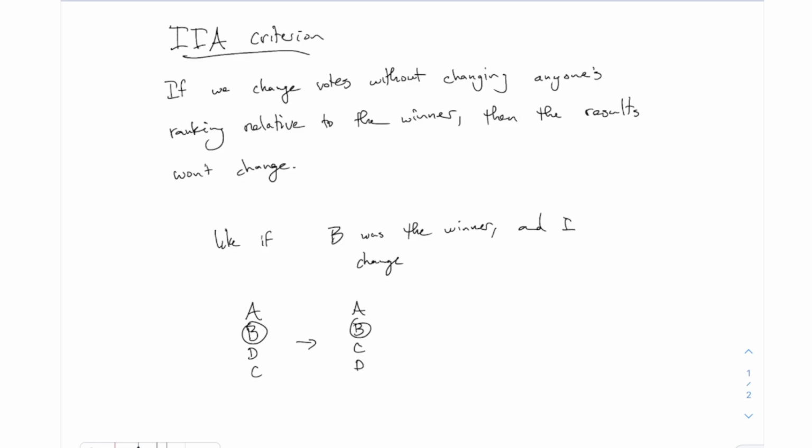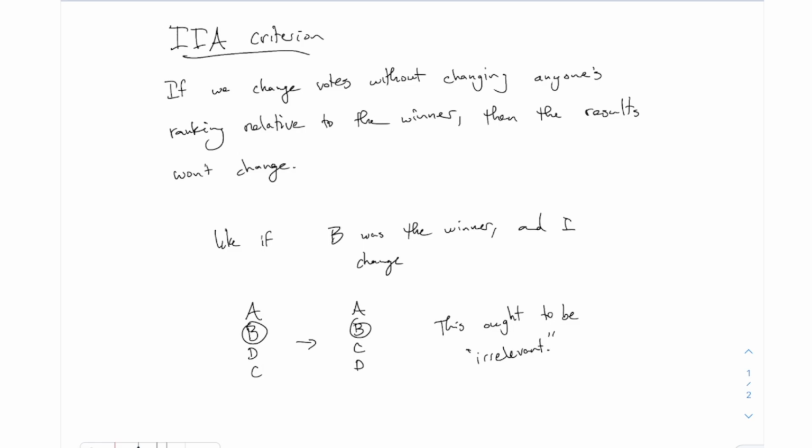That is viewed as an irrelevant change from the point of view of the IIA. This is an example where I changed some votes, but I didn't change anybody's ranking relative to the winner. If B was the winner, all I did was shuffle around the losers, and I kept the losers below B, and A was a loser, but I kept it above B. So I didn't change anyone's ranking with respect to the winner. So this ought to be irrelevant according to the IIA criterion, right?